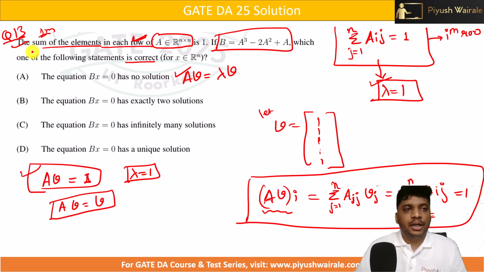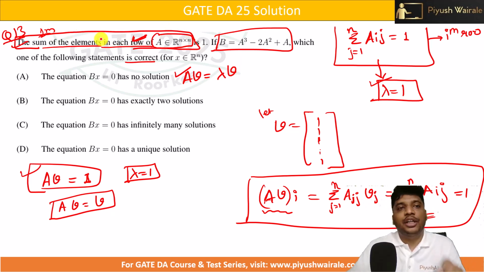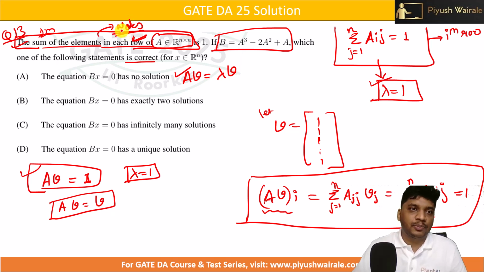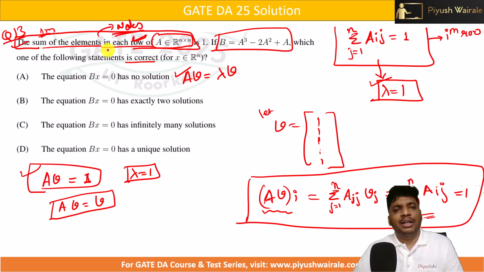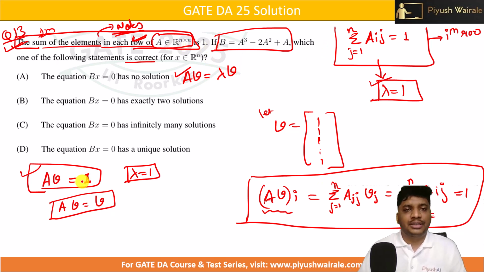So in short, just remember: the sum of the elements in each row of the matrix A is 1. It means the eigenvalue is 1. You have to add this point into your notes. This is how you have to prepare notes from previous year questions. Whenever you come across this statement, or they can ask the statement in any format, you have to remember it means the eigenvalue is equal to 1. Write down this statement in your notes, and after that put a comma, it means that the eigenvalue equals 1. That's it. You don't need to prove all these things.